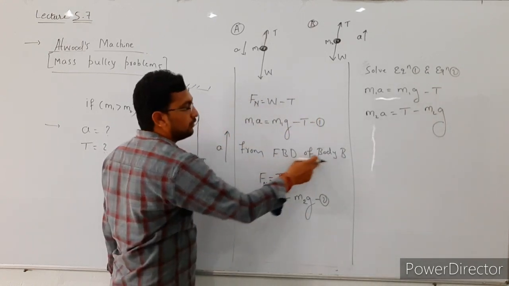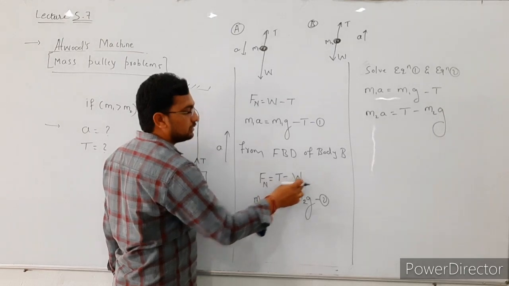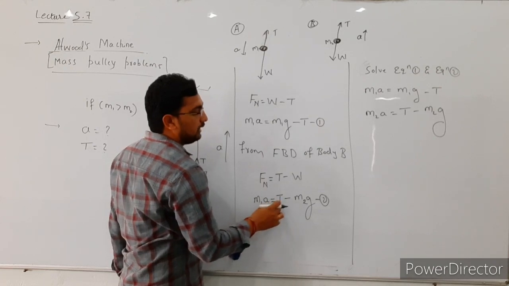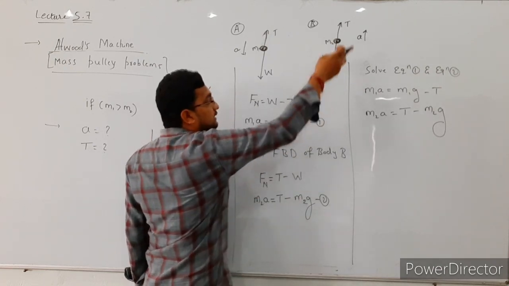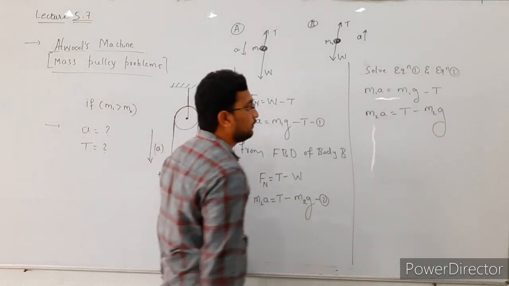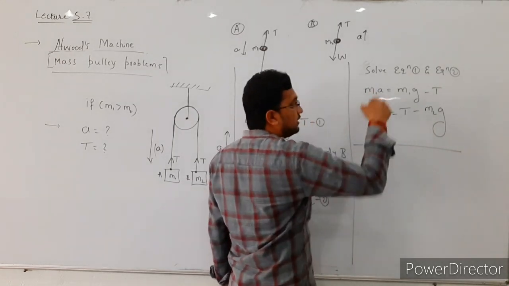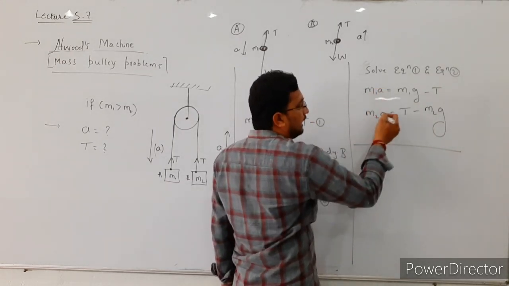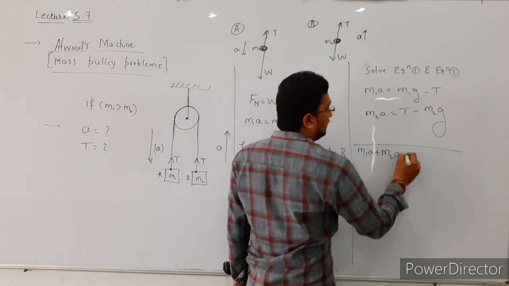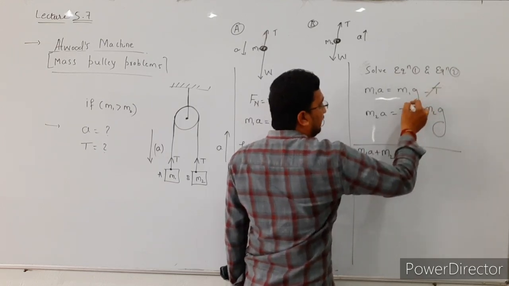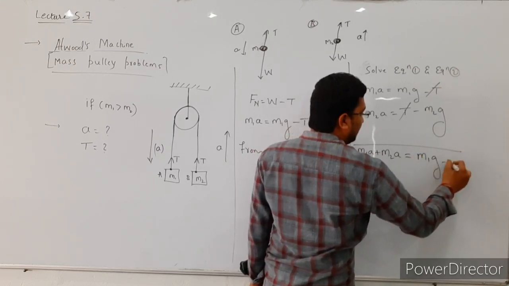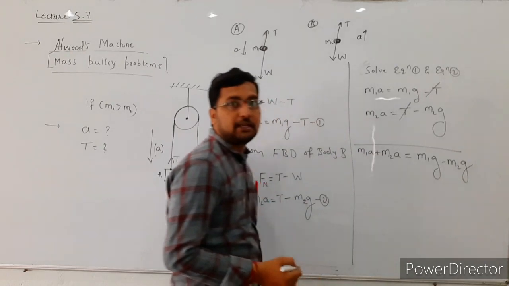See here, from the free body diagram of body B, the net force is tension minus weight. The net force is mass into acceleration, m2 into a, equal to T minus the weight, which is mass of the second body m2 into acceleration due to gravity g. So add these two equations: m1a plus m2a equals, T minus T gets cancelled, the remaining is m1g minus m2g.